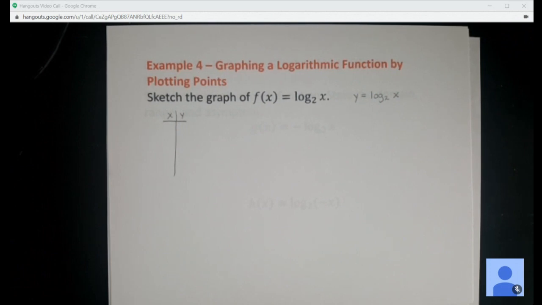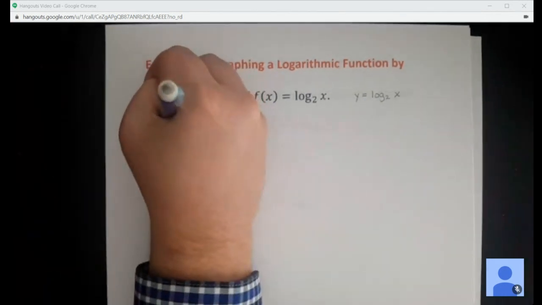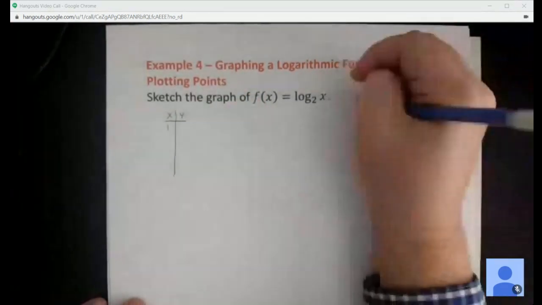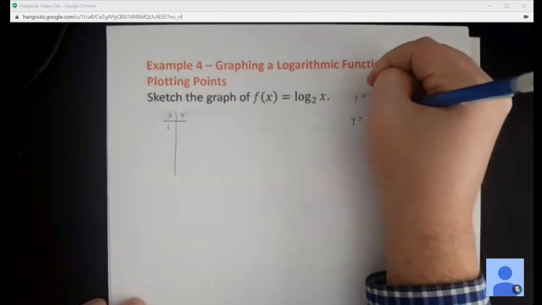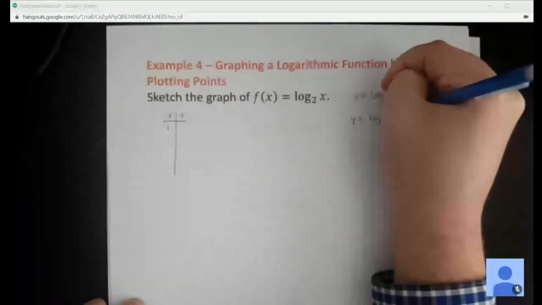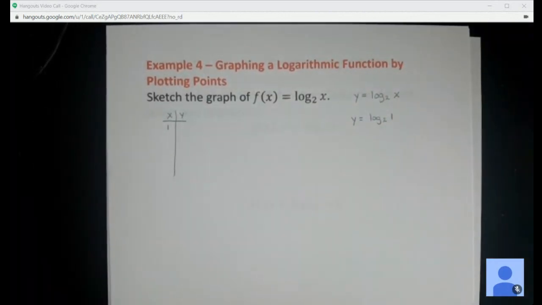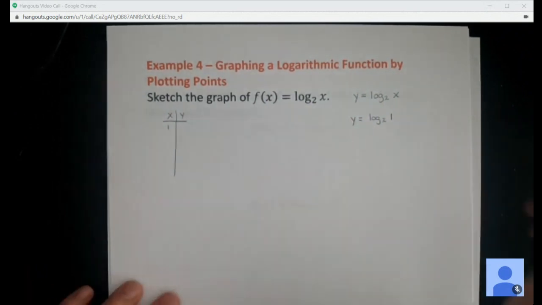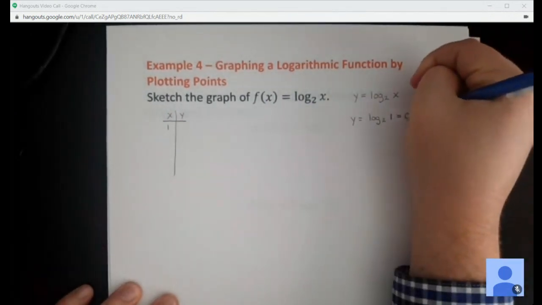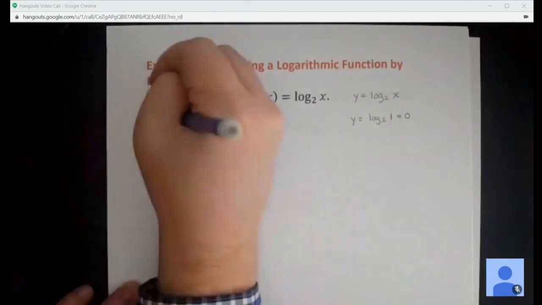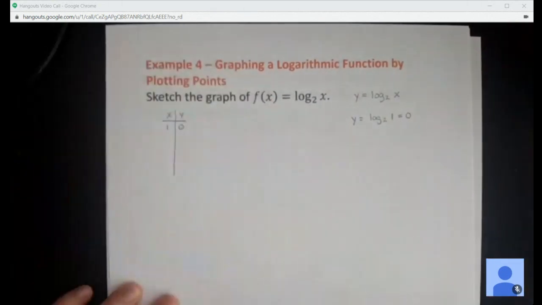Okay, so you want to plug into x. All right, so tell me some x values you would like to check then. Okay, 1. Check 1. So if we do that over here, that gives us y equals base 2 log of 1. Well, what's the base 2 log of 1 going to be equal to? Good. No matter what the base is, if there's a 1 inside, that should be equal to 0. So now we've got a point at (1, 0).